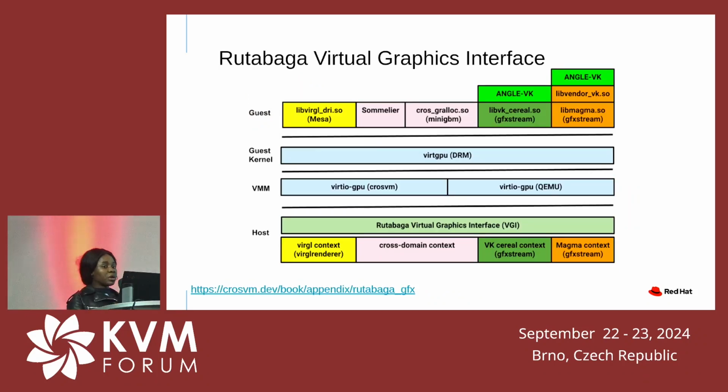And this is the Rutabaga Virtual Graphics Interface here. It's designed to be portable across various VMMs, and this is why we adopted it as a layer on top of gfxstream and virglrenderer in our backend. This VGI relies on context types to be able to manage the different kinds of GPU commands that are issued from the guest. These context types are basically different implementations that can handle the graphics commands, such as rendering with different backends. In the upcoming talk by Sergio, he's going to discuss more about context.